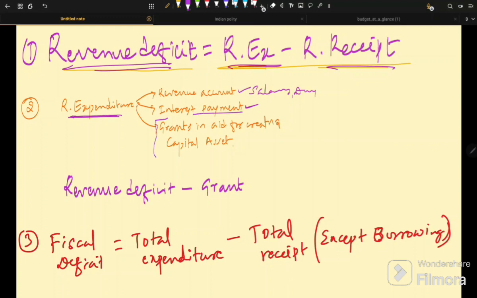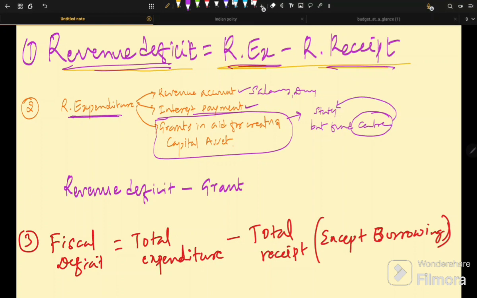And there is one more: grants in aid for creation of the capital asset. This is the expenditure incurred by the states, but the fund is given by the center. Center means the union government, to whom? The state government. But the central government is considering this fund as a revenue expenditure. We know what revenue expenditure is. It is not creating any asset at all. But this is the head, or the fund, used for creation of the capital asset.